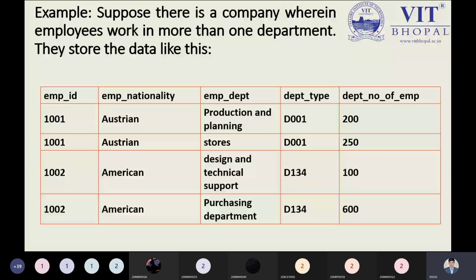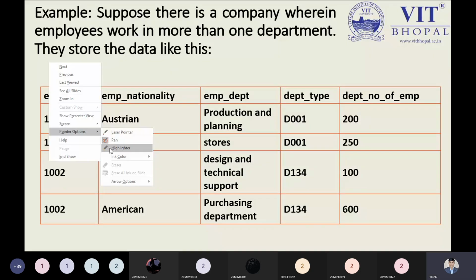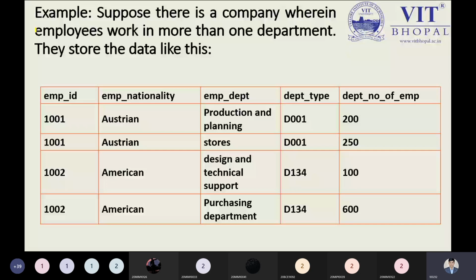Suppose there is a company where an employee works in more than one department. The highlighted point you can observe over here: employees work in more than one department. This is the point we have to keep in mind about what the relation is having. In this example, you can also observe the employee ID, employee nationality, employee department, employee department type, the department ID we can say, and the number of employees in such a department. So what can you observe over here?